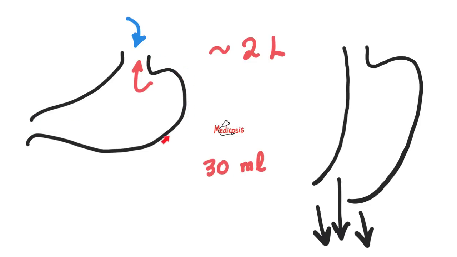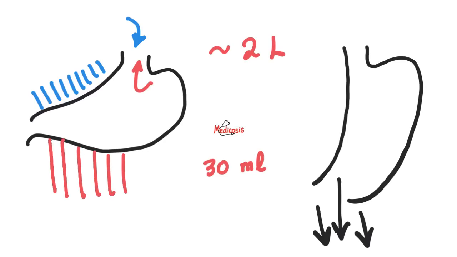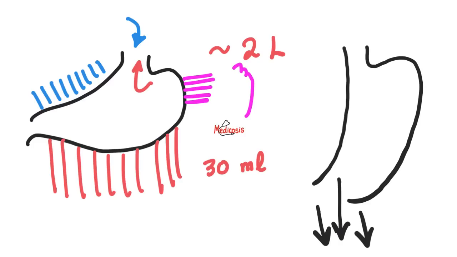This is called the greater curvature and this is the lesser curvature. This is a convex border, this is a concave border. The lesser curvature gives attachment to the very famous lesser omentum, whereas the greater curvature gives attachment to, you guessed it, the greater omentum. But that's not it. There is more. There is also the gastric splenic ligament or the gastrosplenic ligament between the stomach and the spleen, and between the stomach and the diaphragm we have the gastrophrenic ligament.